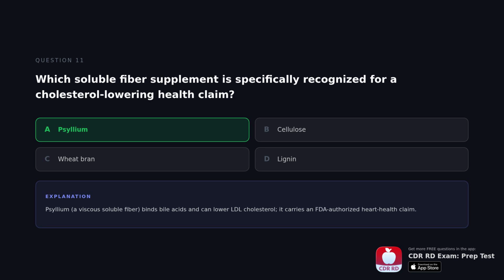The correct answer is psyllium. Psyllium, a viscous soluble fiber, binds bile acids and can lower LDL cholesterol. It carries an FDA-authorized heart health claim.